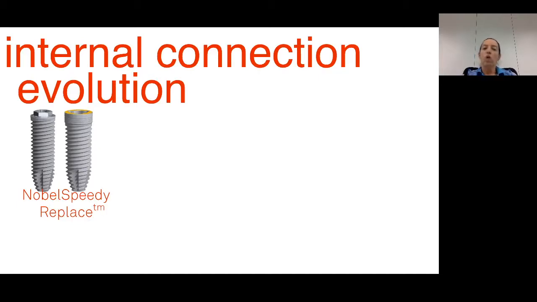Now, there was also an internal connection evolution. At the time the Nobel Speedy Replace came out, we also had an internal connection coming out. So we had the Nobel Speedy Groovy, which was the external connection, and the Nobel Speedy Replace with internal connection. But unfortunately, by this time the internal connection was a tri-lobe connection, so it was not a good connection for tilting implants and for immediate function.